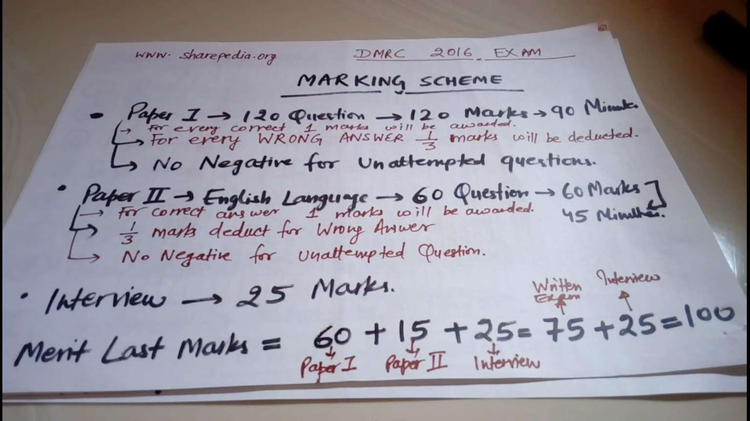As I have already told you, paper 1 is considered only for 60 marks and paper 2 is considered only for 15 marks. So whatever you score in paper 1 will be considered out of 60 marks, whatever you score in paper 2 will be considered out of 15 marks, and there are 25 marks for the interview. So the total comes to 75 plus 25, that is equal to 100. The final merit list will be prepared from 100 marks. This is all about the marking scheme of the DMRC 2016 exam. Now let's move to the selection procedure and salary structure of the various posts advertised in DMRC exams.